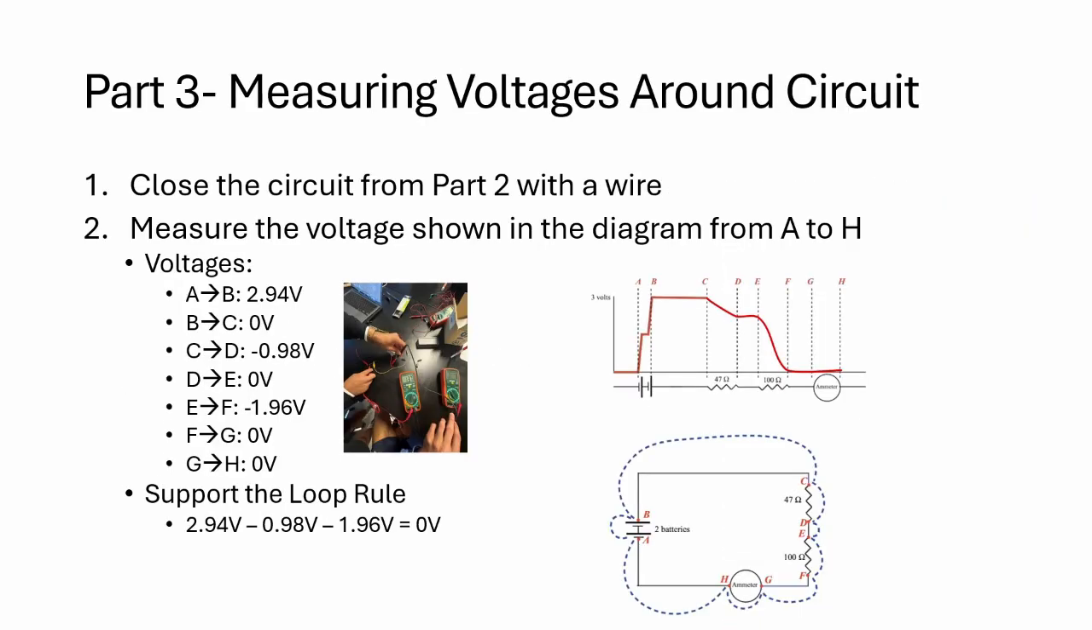Part 3, we measure the voltages around the circuit. So we close the circuit from part 2, and we measure the voltage shown in the diagram from A to H. We had a 2.94 voltage across the battery, a drop of 0.98 volts across the first resistor, and a drop of 1.96 volts across the second resistor. This supports the loop rule.